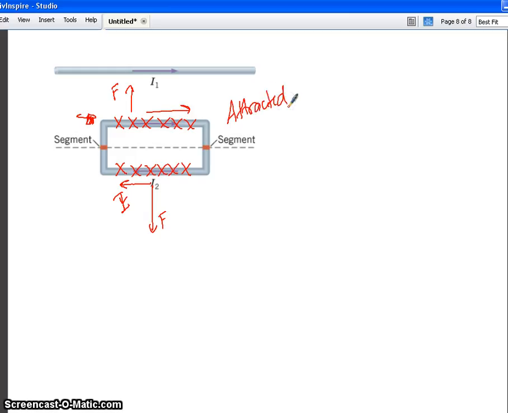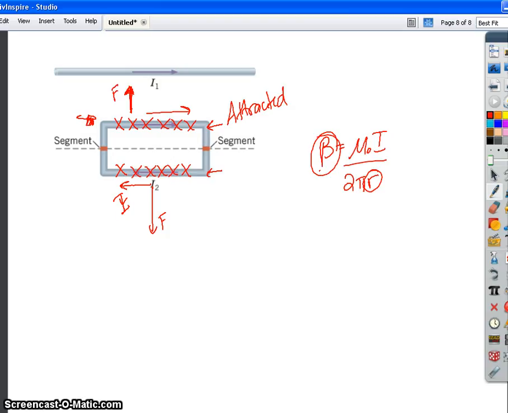The reason is because of our equation, B equals the permittivity of free space times I over 2 pi r. R is a smaller number at this point right here than this point right here. So the magnetic field will be greater up here than down here. So the magnetic force will be greater up here than down here. Very difficult question. I'm going to give you a couple other minor examples.